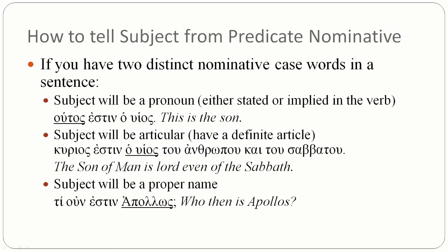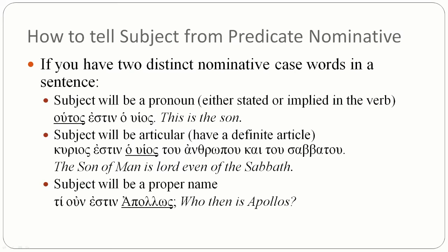Here are three rules of how to tell which one is the subject and which one is a predicate nominative. First of all, if there's a pronoun, the subject will be the pronoun. Secondly, if there's a nominative that has an article and a nominative that does not have an article, the one with the article will be the subject. And the last one, the subject will be the one that is the proper name. And those proper names are easy to tell. Not too many of them. They don't appear a lot, and they will always be capitalized. Like this one, Apollos, that is somebody's name.